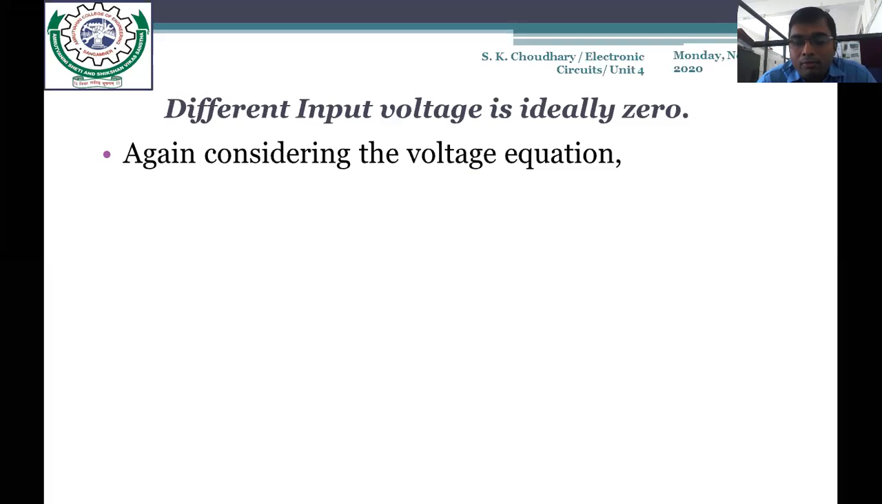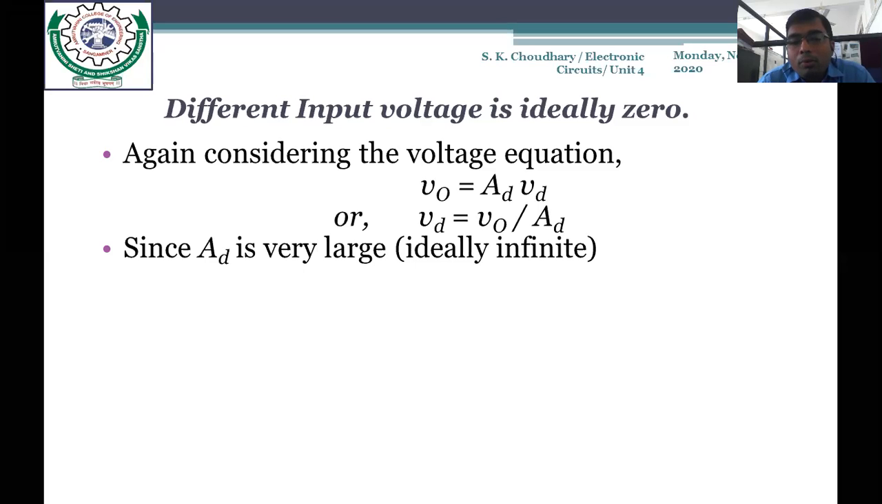We have to assume that the differential input voltage would be 0 ideally. So if we consider this, as per the equation of output voltage, V0 is equal to what? AD into VD, we know that, or A into VD. And you can write that VD is equal to what? Output voltage upon open loop gain. And we know that the open loop gain A is very large, ideally infinite. Practically it is a very large value, maybe in lakhs.